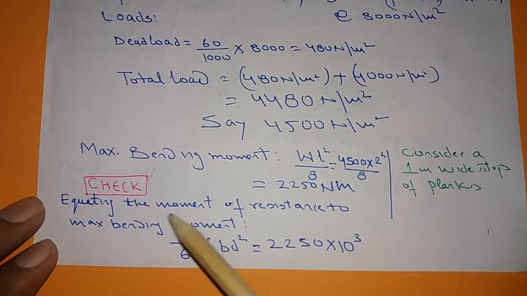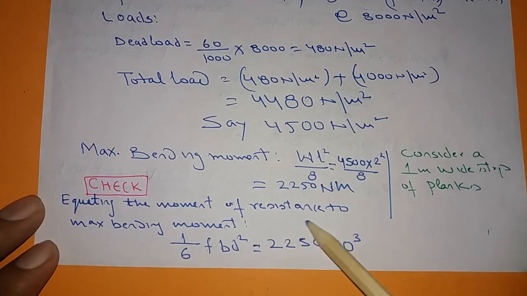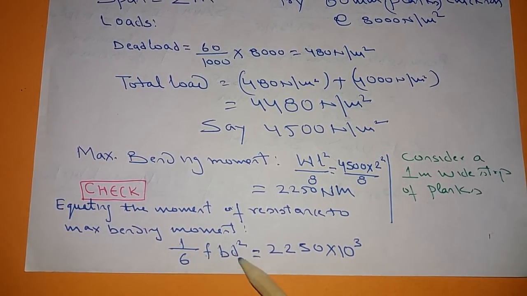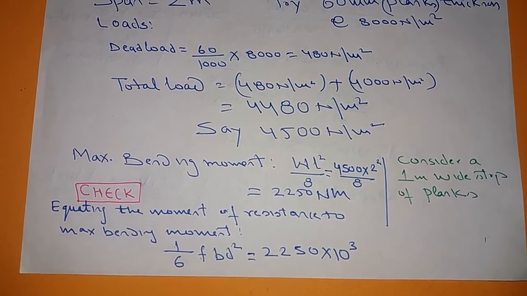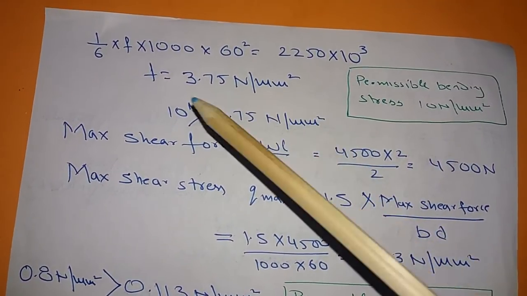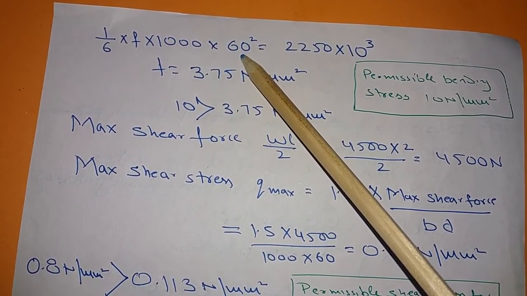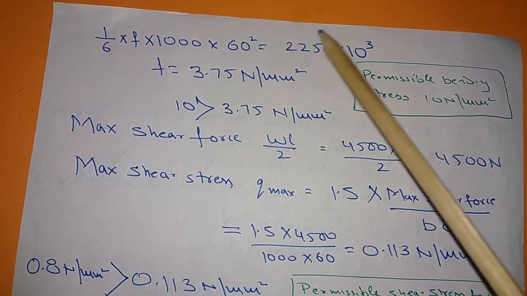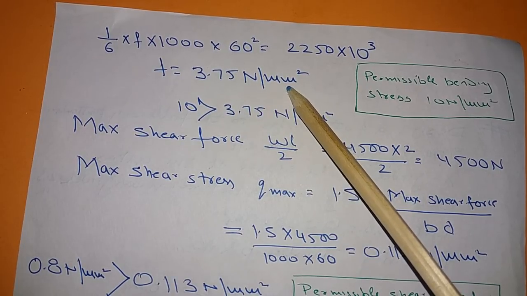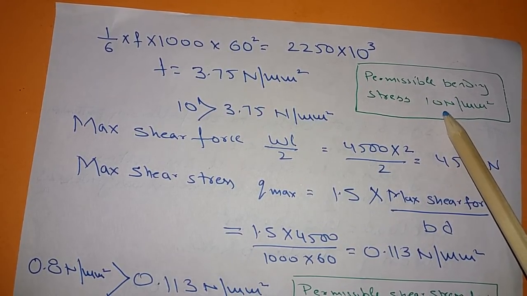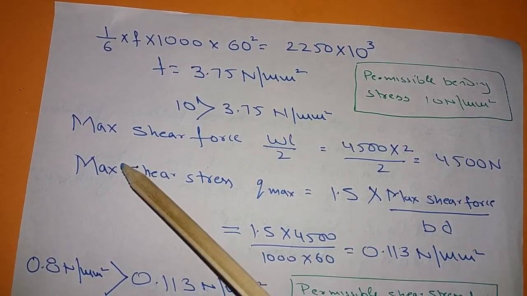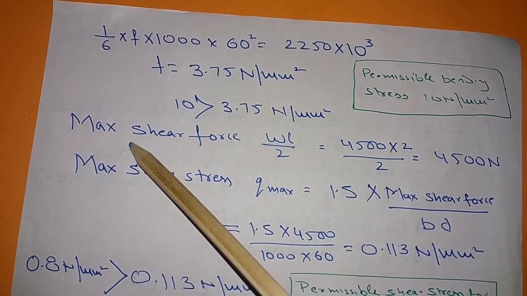Now check 1. Equating the moment of resistance to the maximum bending moment, as we discussed earlier, this is 1 by 6 FBD square. So you calculate F. You have already decided B and D: B is 1 meter, 1000 millimeter, D is 60 millimeter, and the bending moment we have calculated. So F will be 3.75 Newton per millimeter square. Permissible bending stress, as we discussed, is 10 Newton per millimeter square. So it is less than that. Safe.